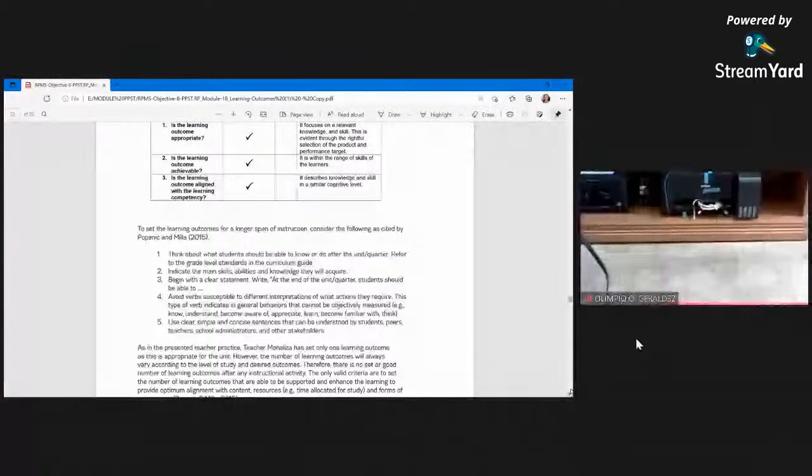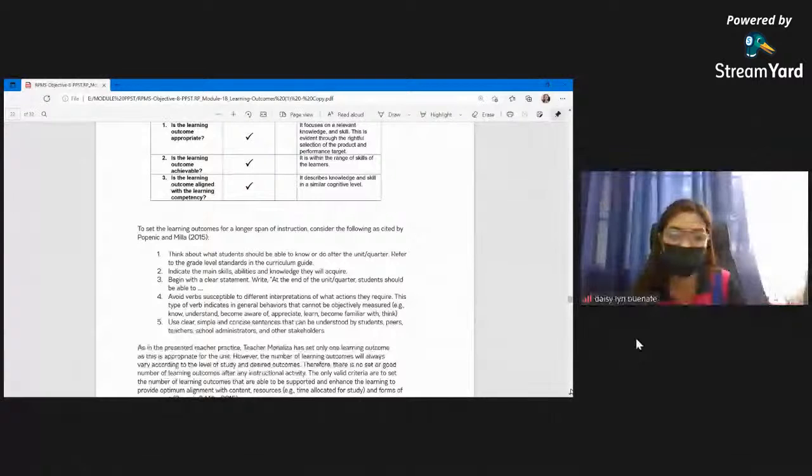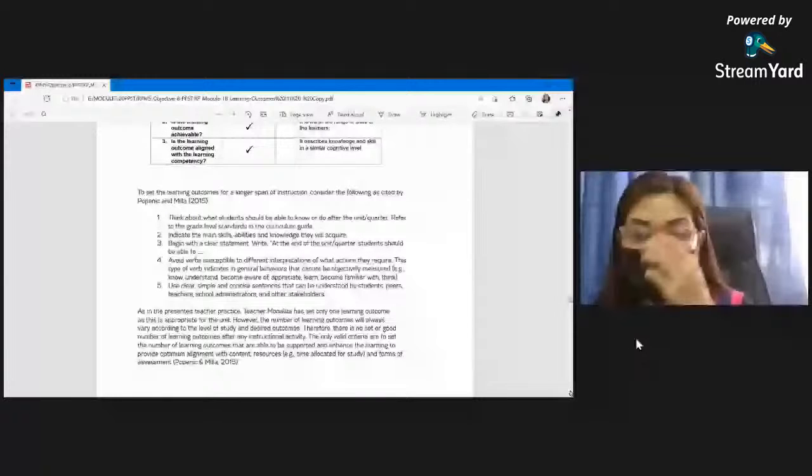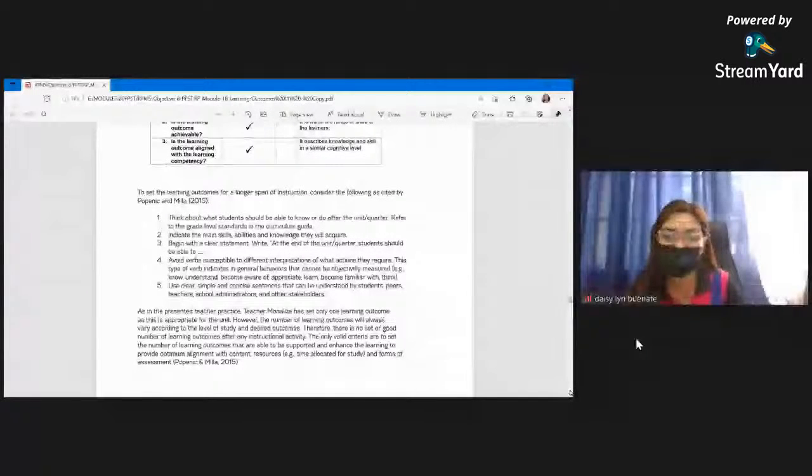Okay, number 3, start at the end of the unit, what the student should be able to do. Objective. Number 4, avoid verbs susceptible to different interpretations of what actions they require.